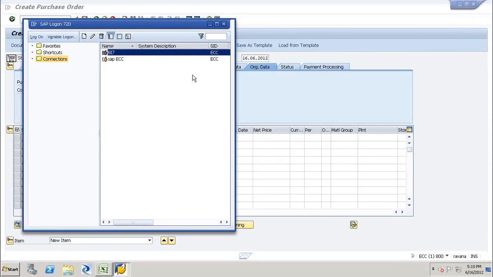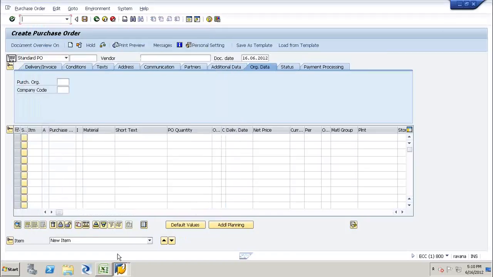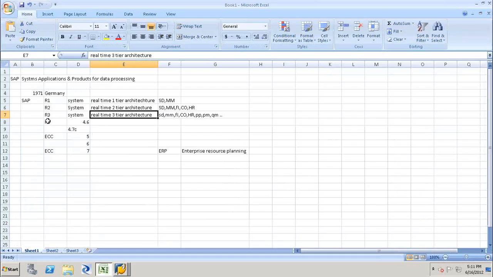From here, I'm getting into the SAP ECC or BW system. But the server is not in my laptop. It will be somewhere in the US or the UK, as per the customer location. From here, I'm able to connect. So this is the client, and the server will be somewhere else. By the time they got to the R3 system, it was client-server architecture.